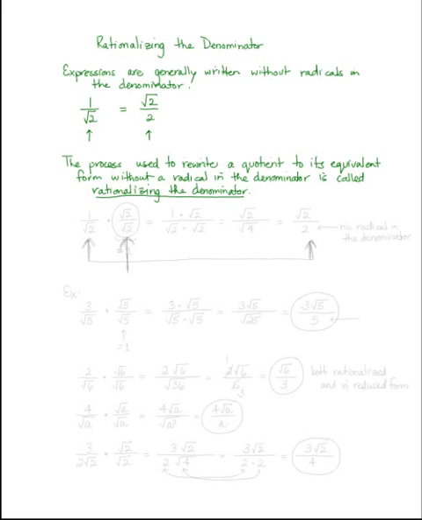Let's demonstrate this process of rationalizing the denominator using the example that we have above. So if we start with 1 divided by the square root of 2, and we want to remove the radical from the denominator without changing the value of the entire quotient, we're going to do this by multiplying the quotient by the square root of 2 over the square root of 2. This particular fraction equals 1.